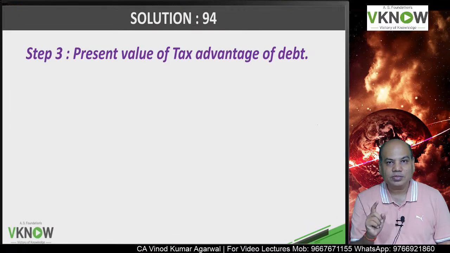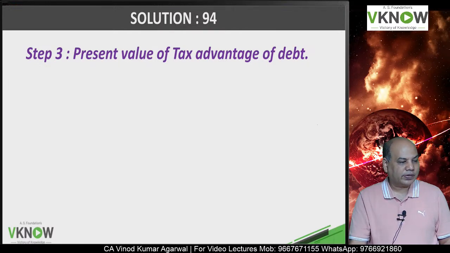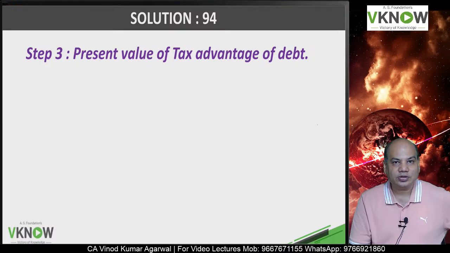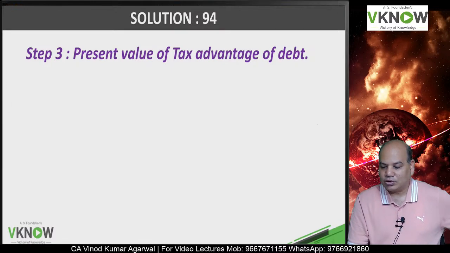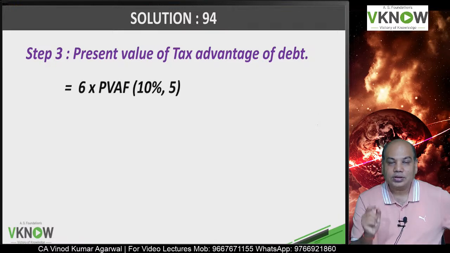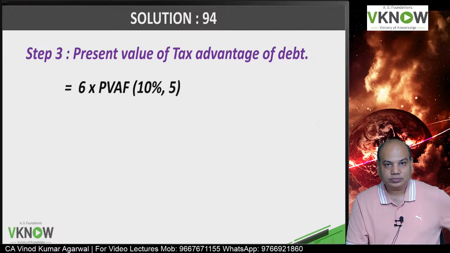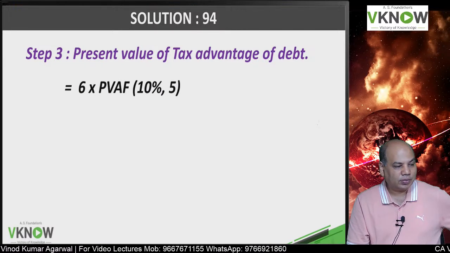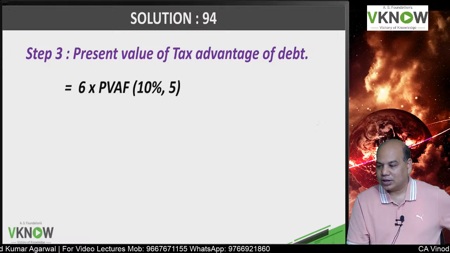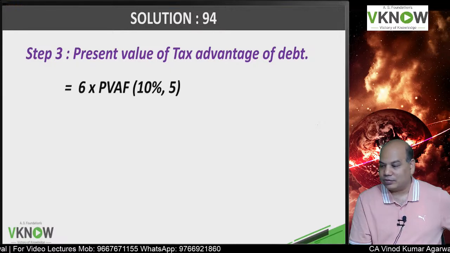So write down step number 3, present value of tax advantage of debt. You will take 6 multiplied by PV annuity factor, 10%, 5 years. Now tell me how much is 10% 5-year annuity factor.